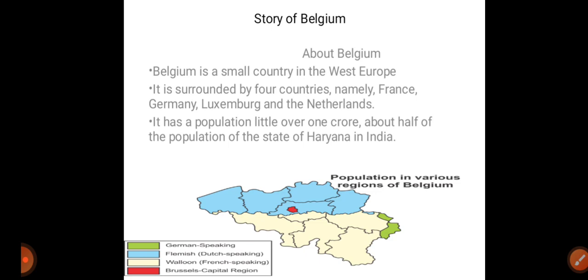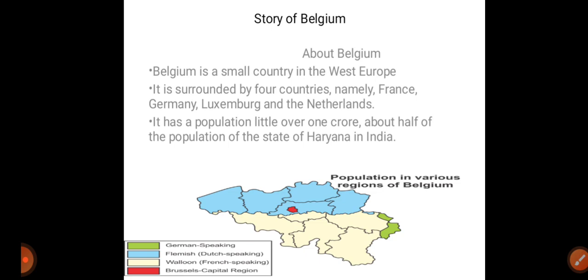Before that, we'll have to understand Belgium in brief. Belgium is a small country in West Europe. It is surrounded by four countries, namely France, Germany, Luxembourg and Netherlands. These four countries are the neighboring countries of Belgium. We have to remember this for the exam also. Then next, it has a population of a little over 1 crore.